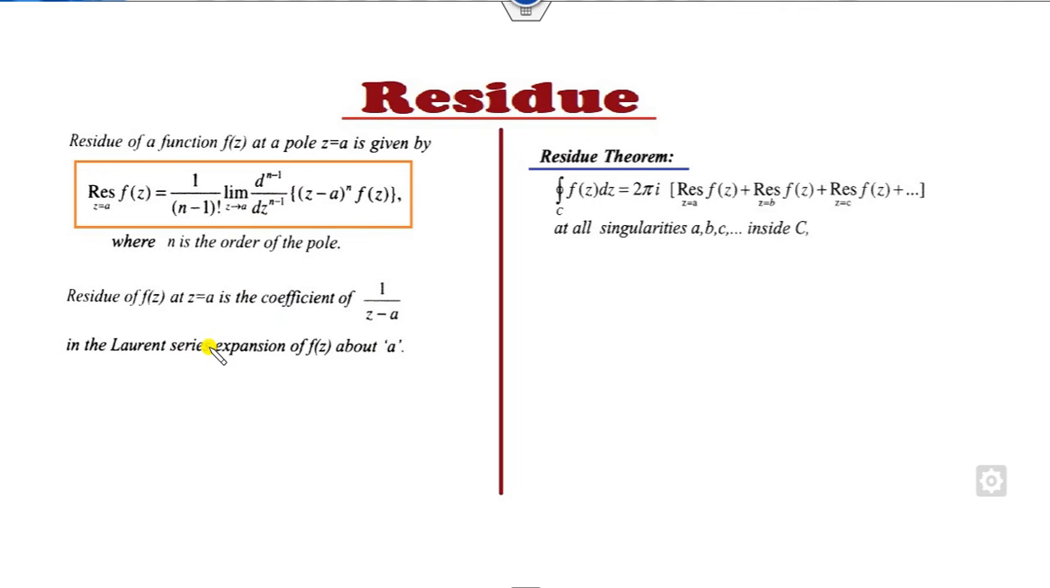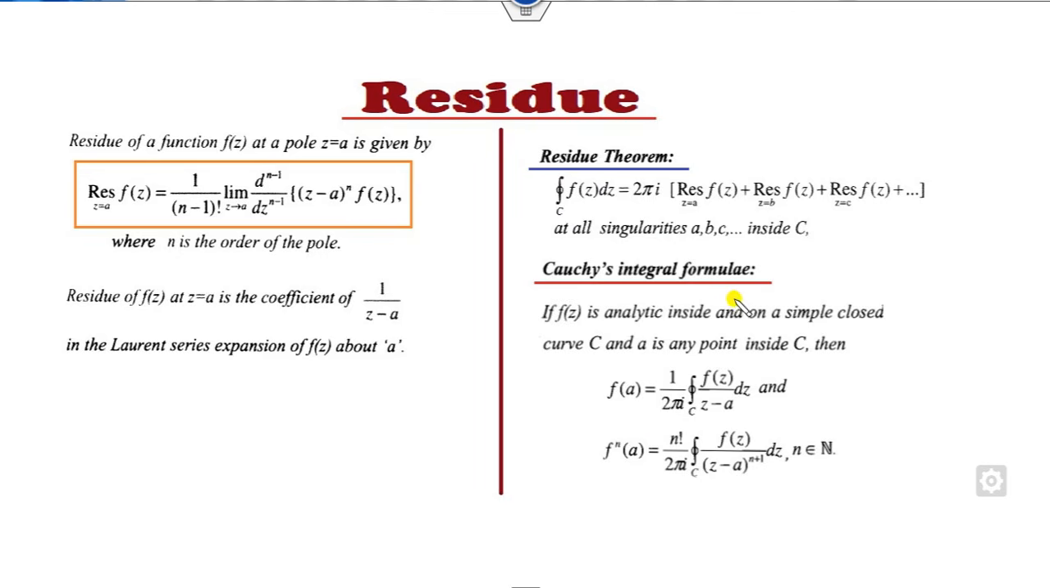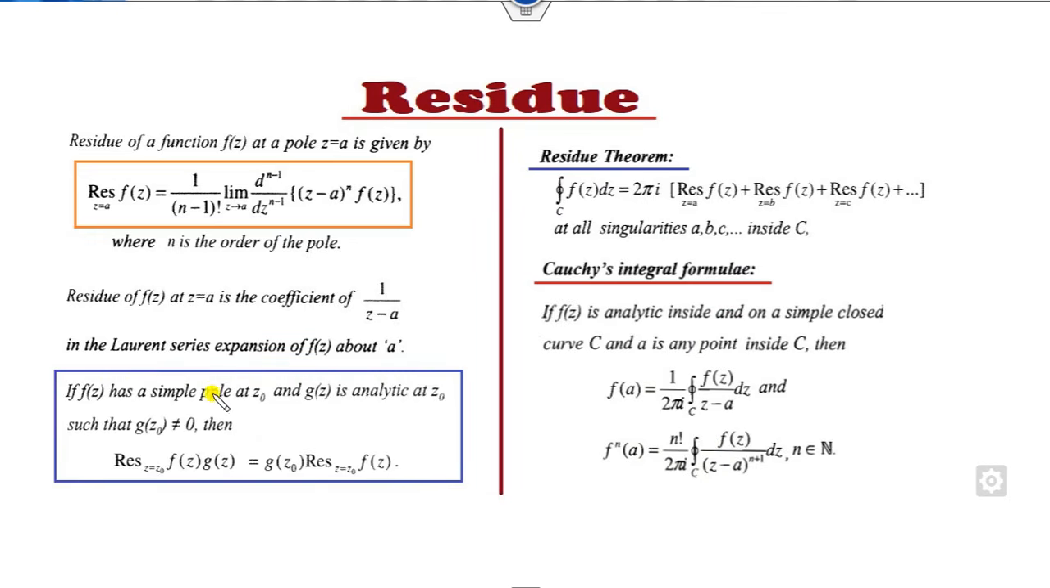Another way: if you find all those poles or singularities, say a, b, c, inside the contour C, then the integration of this function f of z is 2 pi i times the residue at the point a plus the residue at the point b, and so on, which is computed like this. Also, we know how to compute this integration by using the Cauchy integral formula, which involves the nth derivative.